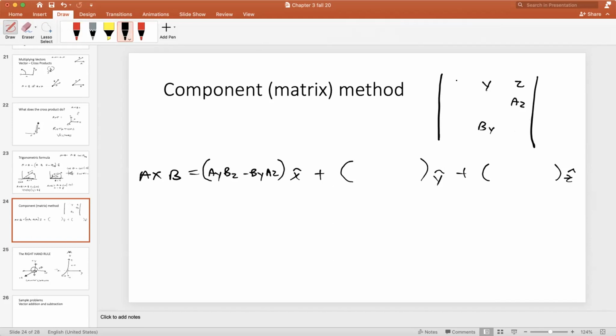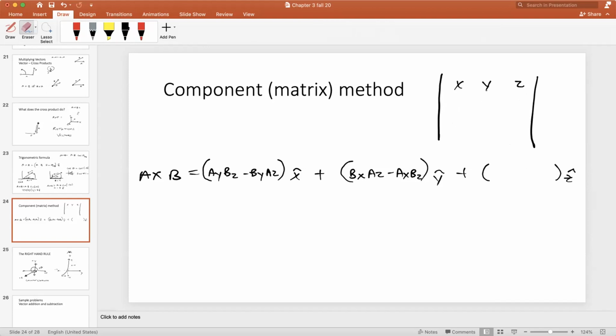All right, so when we do Y, forget about these ones, and you cross these, but it actually picks up a negative sign. Every other column picks up a negative sign. So this becomes BX AZ minus AX BZ.